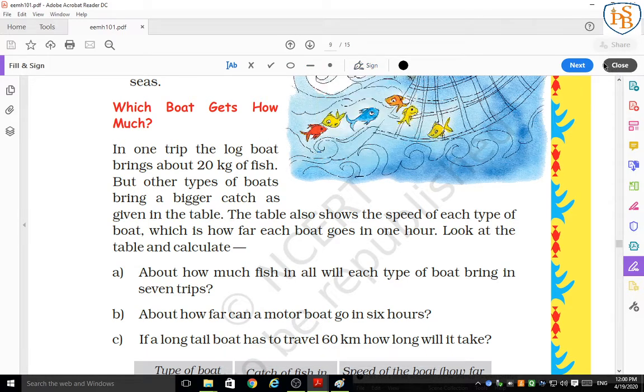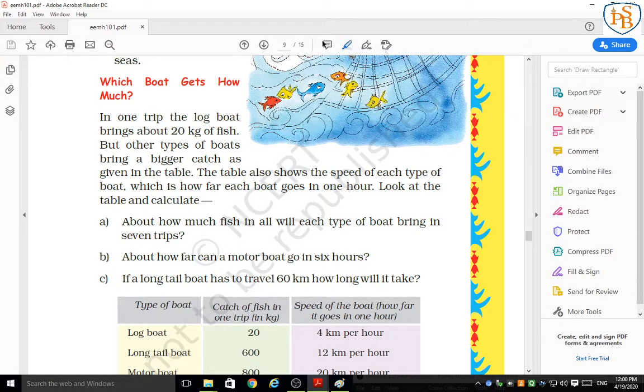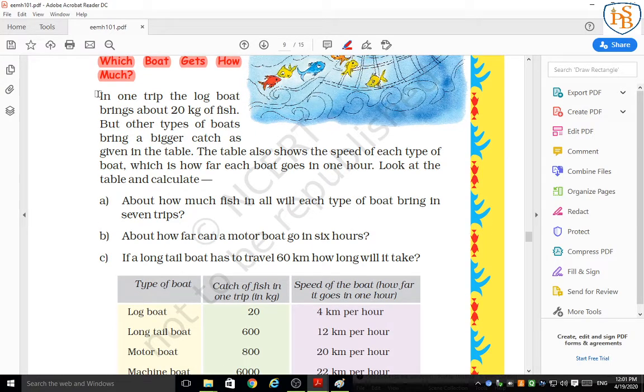Our new point is which boat gets how much. Okay students, yesterday we learned different types of boat. In this session we are going to learn about which boat gets how much. It means how much each boat will collect. What do they collect? Yes, they catch fish. So let's start. Everyone, open your notebook.